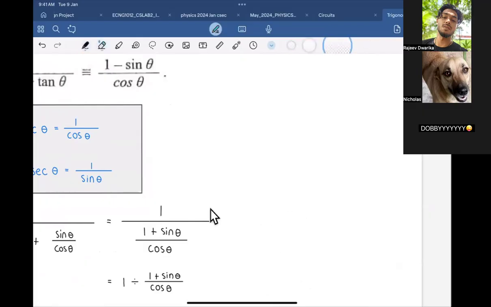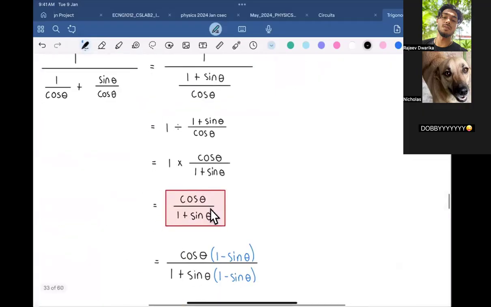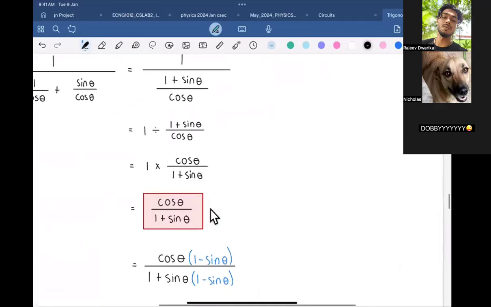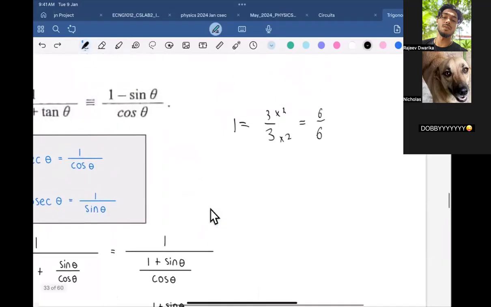You remember the example I shared with 1? Like 1 could be written as 3 over 3. And if I multiply the top and the bottom by 2, is it still equal to 1 or is it equal to 2? It's still equal to 1. So sometimes you would have to multiply the top and the bottom by a new term. You can't really do anything from this point onwards, but you know you have to get 1 minus sine theta on top.